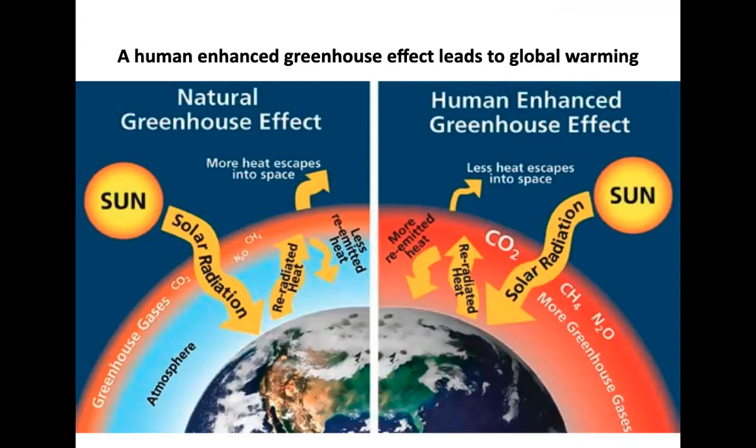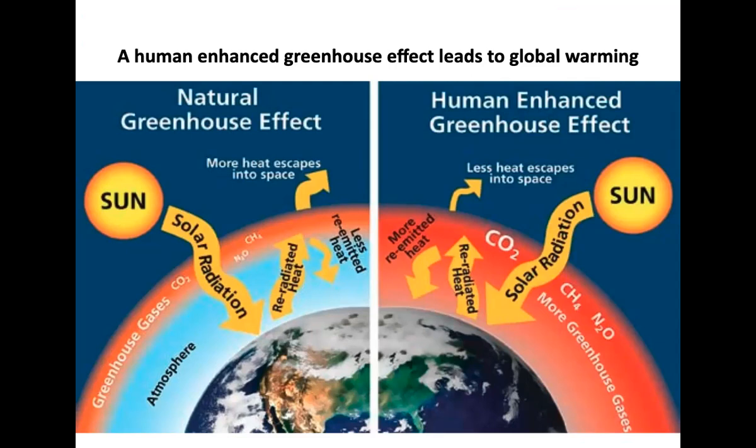Oh, there's less heat in the natural. Yep, that's right. Okay, so those are the big ends. In the natural, you definitely see more of the atmosphere, right? And in the human enhanced greenhouse effect, you definitely see more greenhouse gases. More heat escapes into space in the natural, whereas in the human enhanced, less heat escapes.